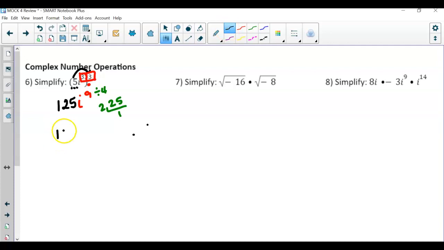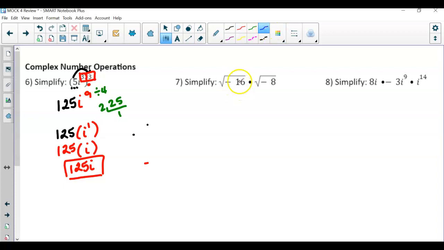So I still have 125, but now times I to the first power. I to the first power is I. 125 times I is still 125I. Now, number 7, it's been a while, but again, just to practice simplifying when you have the negative square root of a negative value.